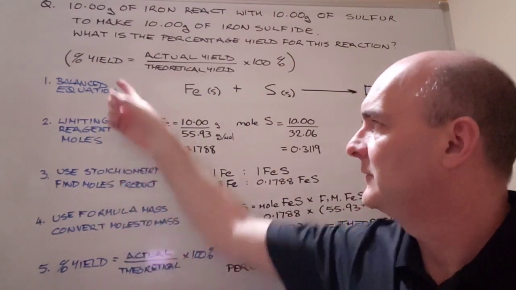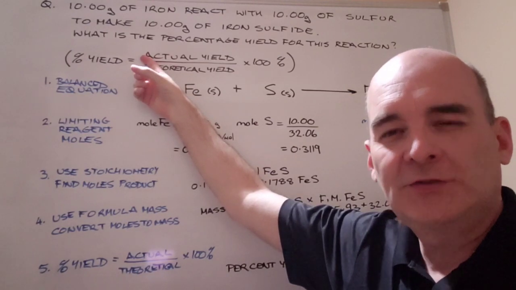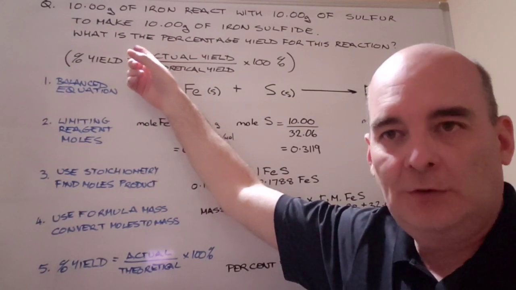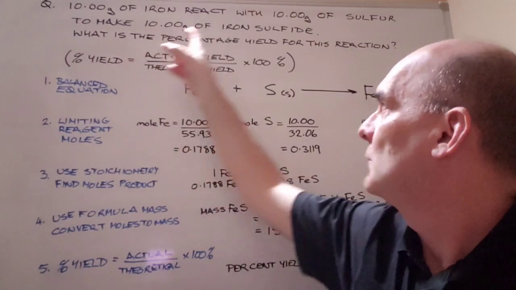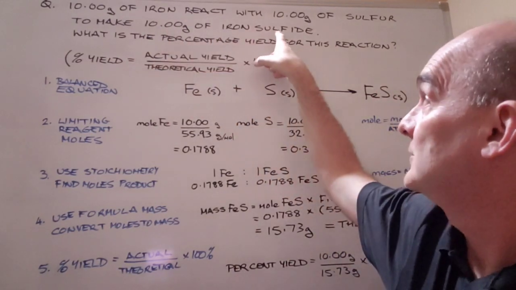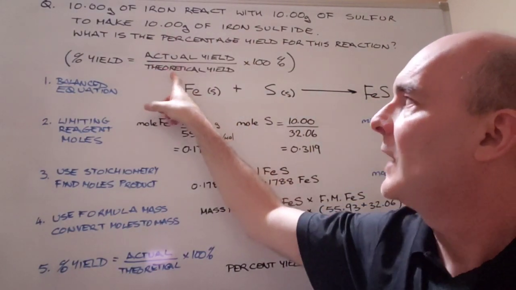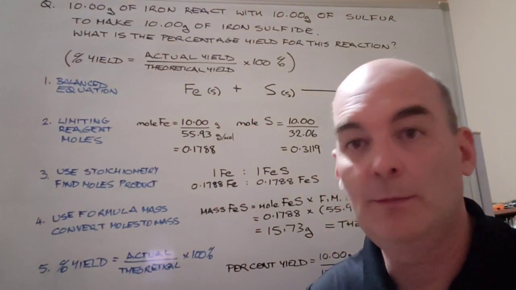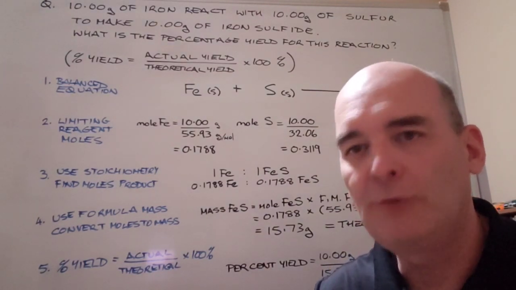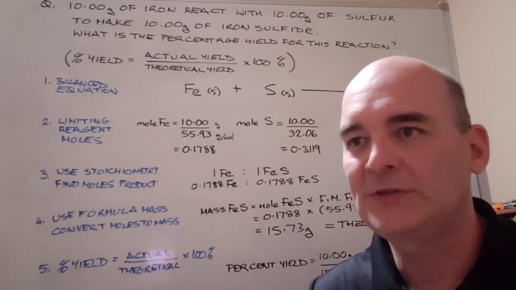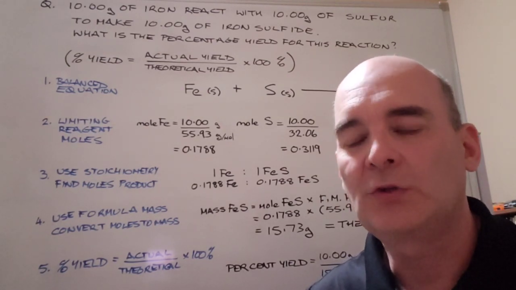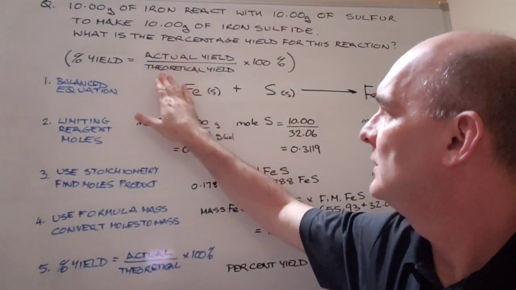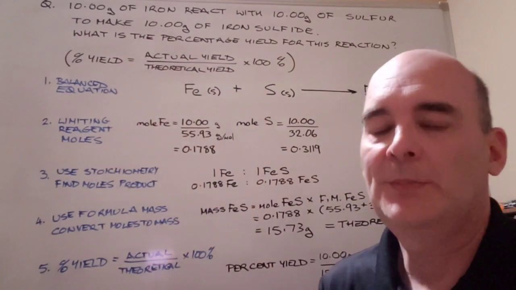Well, the percentage yield is the actual yield. So that's a gram quantity that will be given to you in a question, or you will measure experimentally in a lab. So that would be this number, the 10 grams of iron sulfide, because that's a product, divided by the theoretical yield. And the theoretical yield is that number that you calculate by using moles, that says if 100% of all the iron atoms available and 100% of all the sulfur atoms available were to react, what's the maximum mass that I could make? Actual divided by theoretical times 100 gives us the percentage yield.